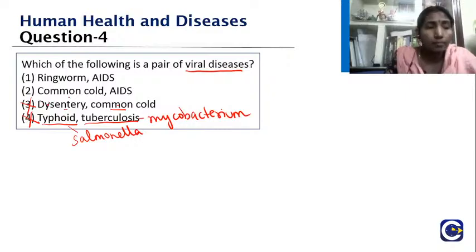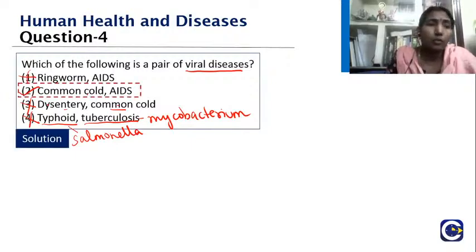What about here? Common cold and AIDS. The common cold is caused by the rhinovirus group. What about AIDS? The HIV virus. So this should be the right option. What about here? Ringworm is fungal. AIDS is viral. So this cannot be the option. So this is how you are going to choose it.